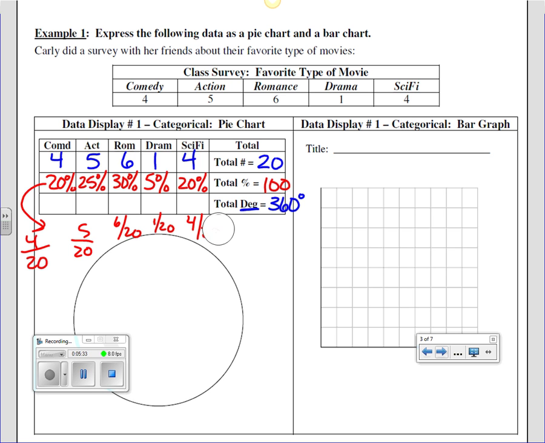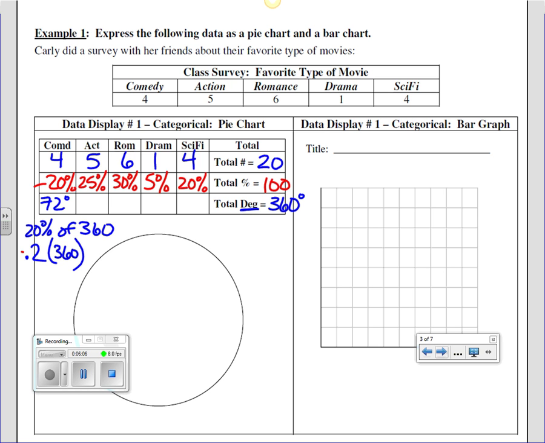To get the degrees, I need to figure out what 20% of 360 is. We kind of learned how to do this yesterday. 20% becomes what? 0.2. Of means multiply, by 360. So type that in, 0.2 times 360. So it's going to be 72 degrees.